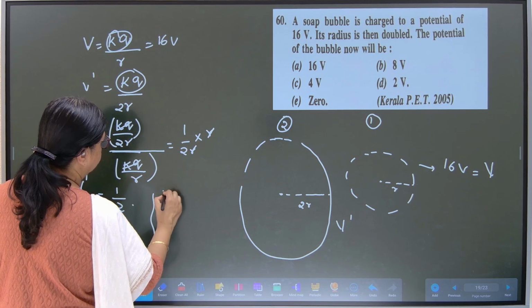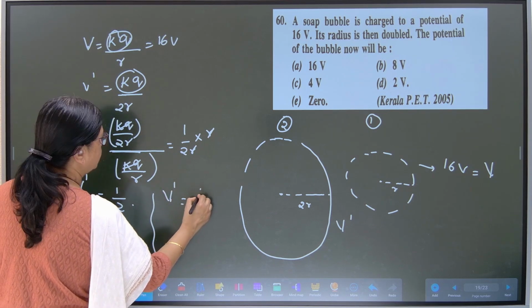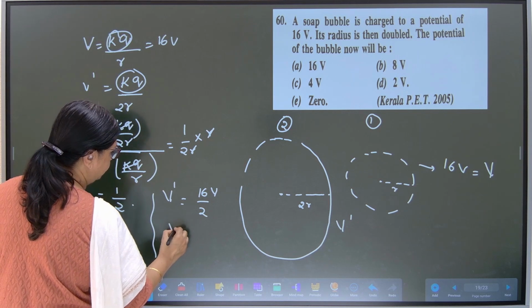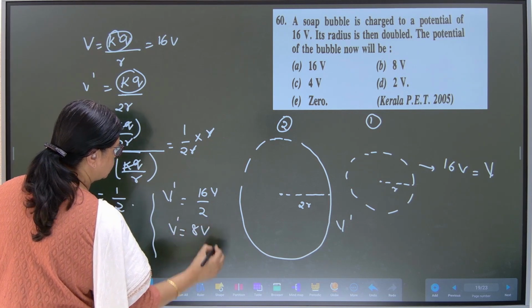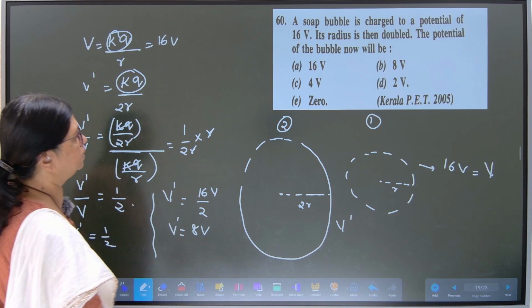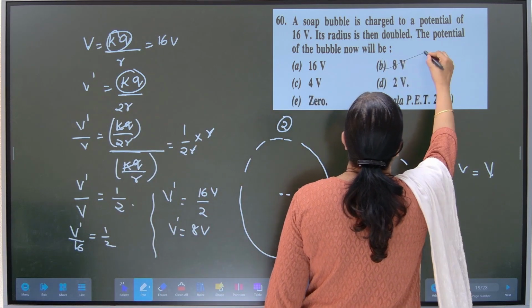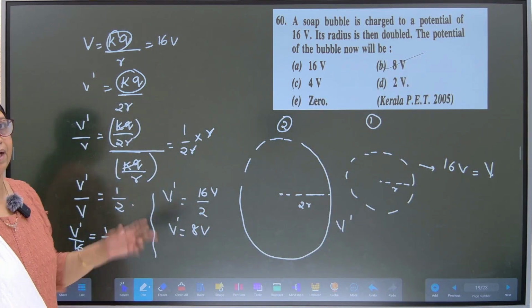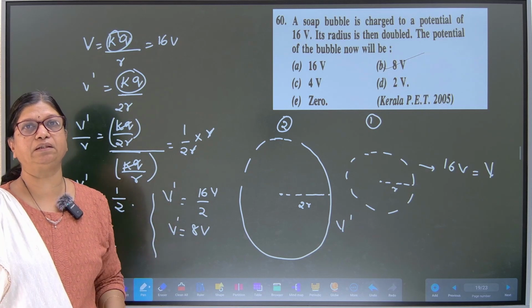Therefore, what is my new V dash? V dash is equal to 16 upon 2 volts, which is V dash equal to 8 volts. That is my answer, which I can tick here. Agreed? Okay, so what did we do? In our mind, we took one comparison, one bubble.